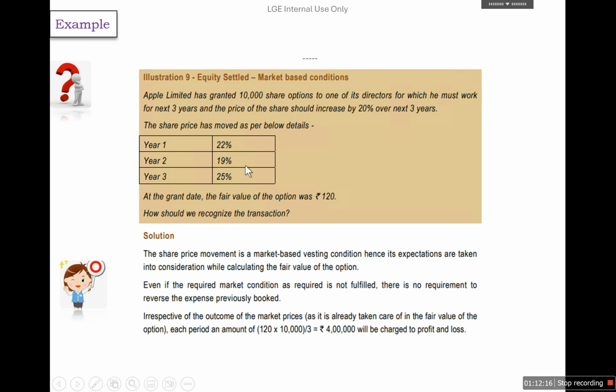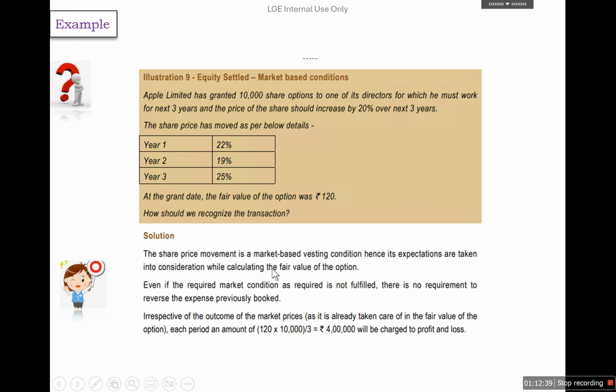Apple Limited has granted 10,000 share options to one of its directors for which he must work for the next 3 years. The price of the share will increase by 20% over 3 years. The share price has moved as per the below detail. Year 1, 22%, year 2, 95%, year 3, 25%. At the grant date, the fair value of the option was 120. How should we recognize the expense?